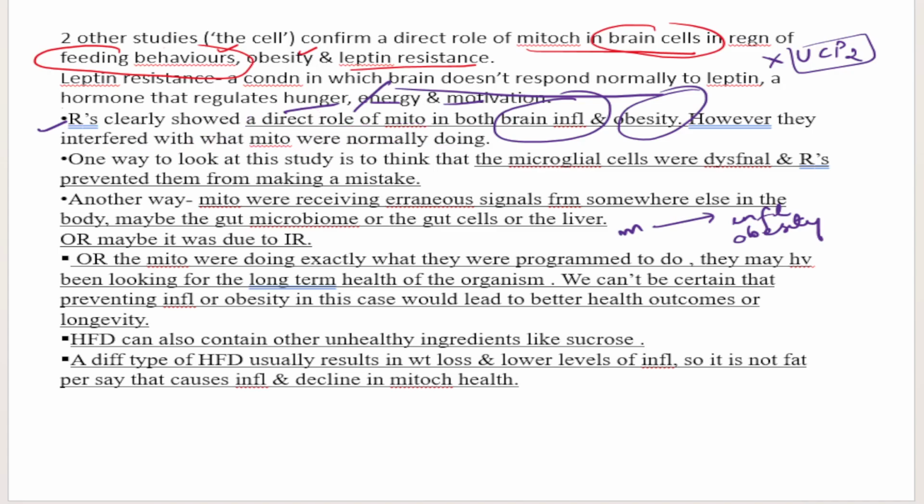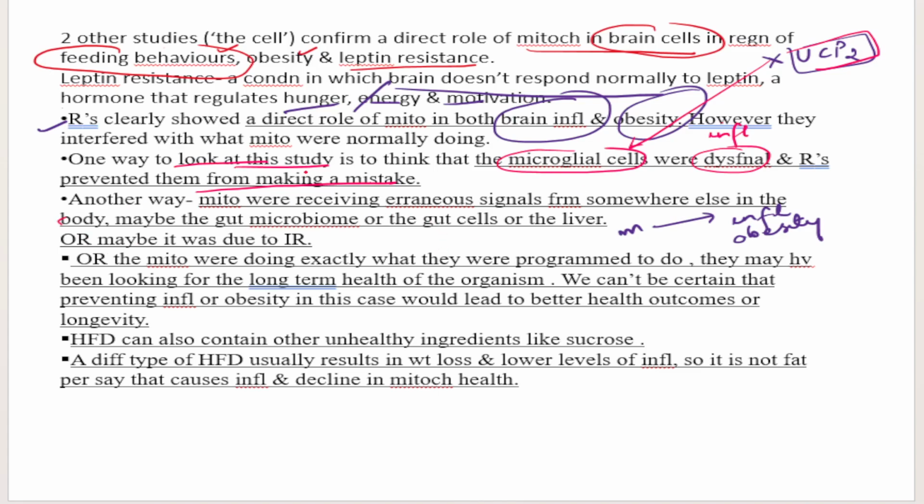So one way to look at this study is to think that the microglial cells, that is the immune cells in the brain, were dysfunctional. These microglial cells were causing brain inflammation, and researchers prevented these cells from making a mistake. So the researchers deleted this protein which was causing these microglial cells to cause inflammation.